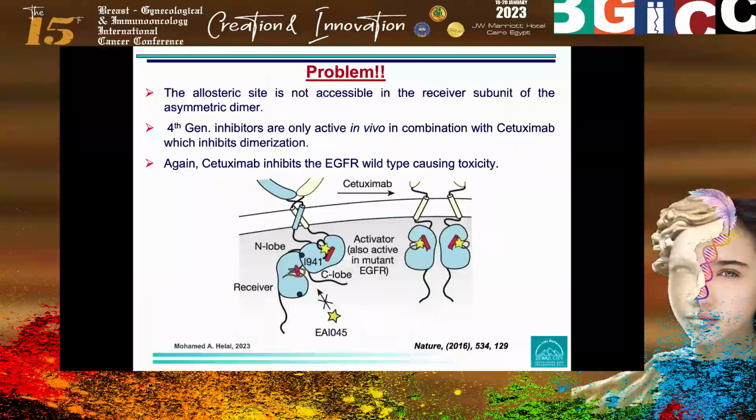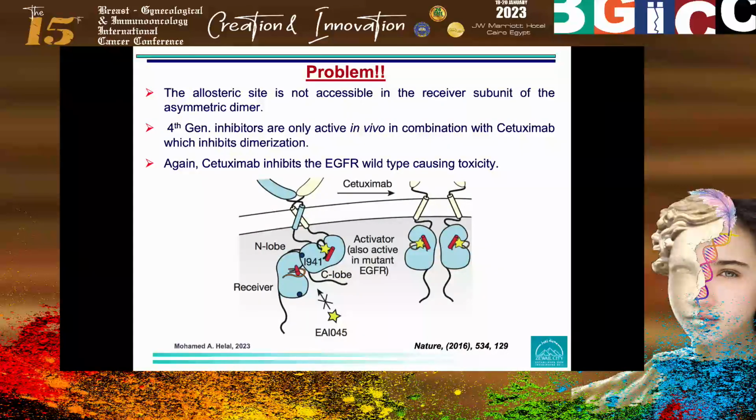But again, it still has a problem because, as we know, EGFR acts as a dimer, and the inhibitor cannot bind to the receiver unit. We have the activator and the receiver unit. It binds to the hydrophobic back pocket, as you know, but the allosteric site is not accessible in the receiver unit, and so it's still active, producing the oncogenic effect. So it binds only to one unit, and we have to use it in combination with cetuximab, a monoclonal antibody that inhibits the dimerization of EGFR. It's very successful if used with cetuximab, but it's not active alone.